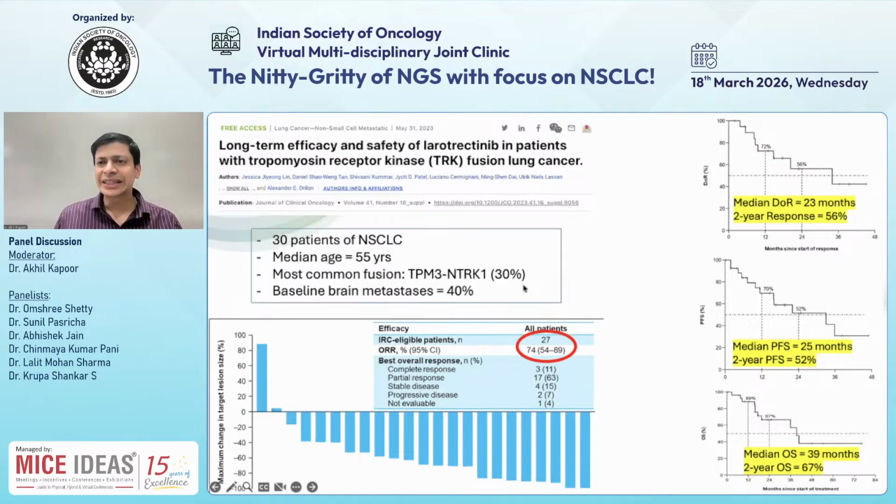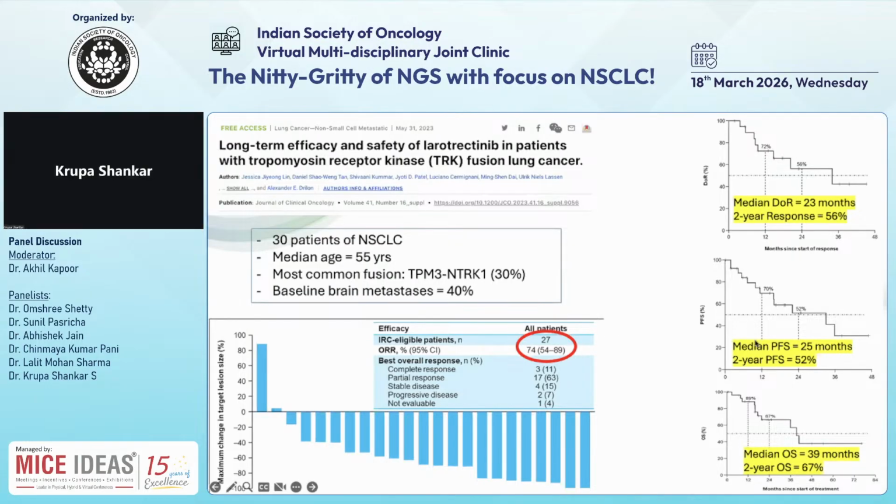Hi, Akhil, Kripa here. I just wanted to make a point, especially when you talk about TMB, because a lot of times we get confused. The cutoffs for TMB on tissue and on liquid biopsy are different. This TMB of more than 10 mutations per megabase is on tissue. If you're doing it on liquid biopsy, for example on Guardant, the cutoff is 30, and on FoundationOne, it's more than 28 mutations per megabase. Always remember that on liquid biopsy, the cutoff for TMB high is much higher as opposed to tissue.